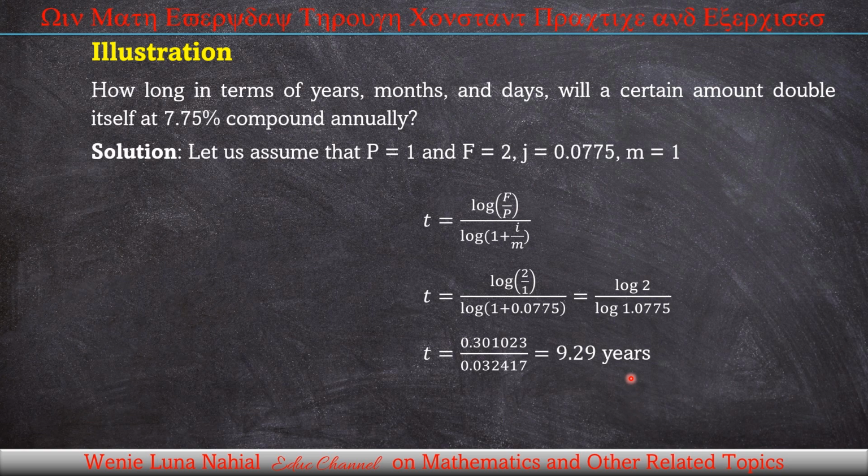9.29 years. But we are asked to give the number of years, months, and days. So for sure, we have 9 years. Then you have to multiply 12 by 0.29 to get the number of months. And then if there's still a decimal, you use that one to multiply it with 30. Just the ordinary number of days, not the exact days. So you have 9 years, 3 months, and 14 days.